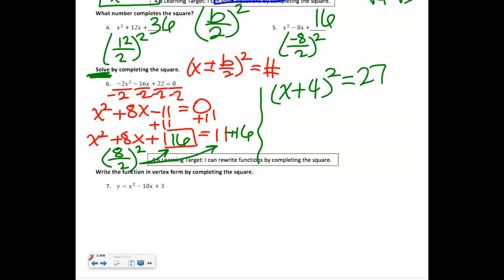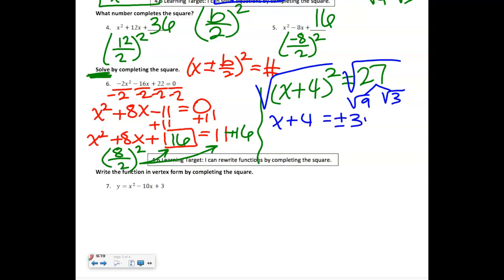Now we're ready to solve. That was just so we could solve. How do we solve? It's kind of like what we did above, steps 1, 2, and 3. To get rid of our square, we're going to square root each side. Can we square root 27? No, we have to split this between 9 and 3. So we have x plus 4 equals plus or minus 3 square roots of 3.